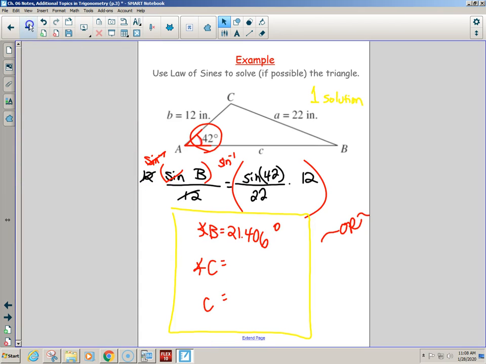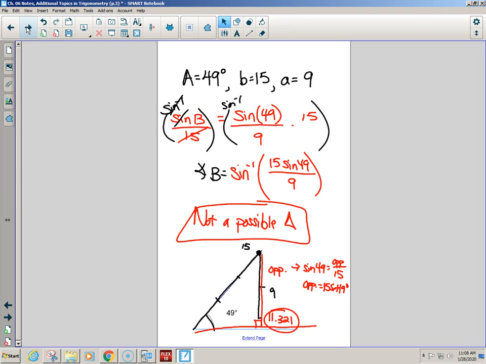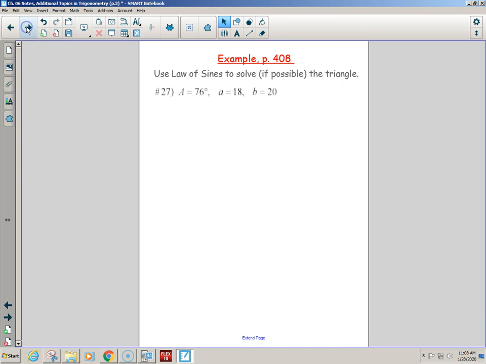And just being aware that if it does work, you do need to check 180 minus for SSA, because there could be that other angle come in and be obtuse, or it can swing out and be acute, an option. But sometimes it doesn't work, and hey, sometimes it's just not even possible to begin with.